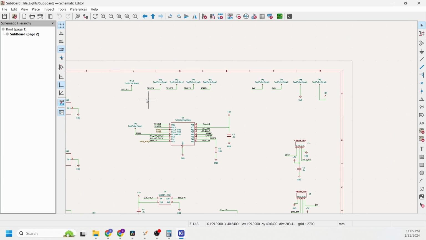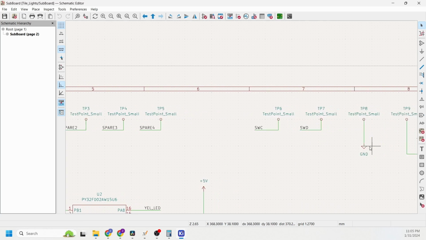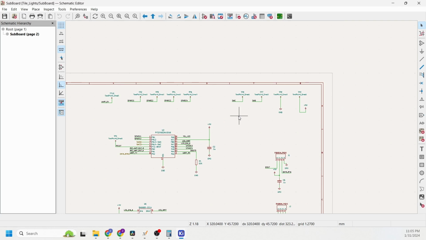I broke the remaining pins out to small circular test pads, just in case I needed them for unforeseen reasons. I've put the serial debug connections on test points as well, so I can solder wires to them and plug it right into my debugger.